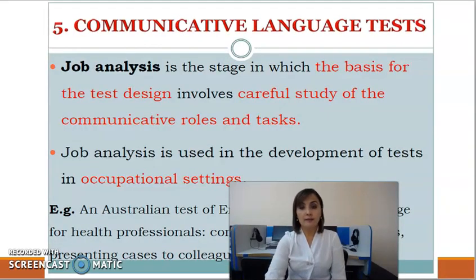Job analysis is the stage in which the basis for the test design involves careful study of the communicative roles and tasks. Job analysis is used in the development of tests in occupational settings. For example, an Australian test of English as a second language for health professionals communicating with patients, presenting cases to colleagues.